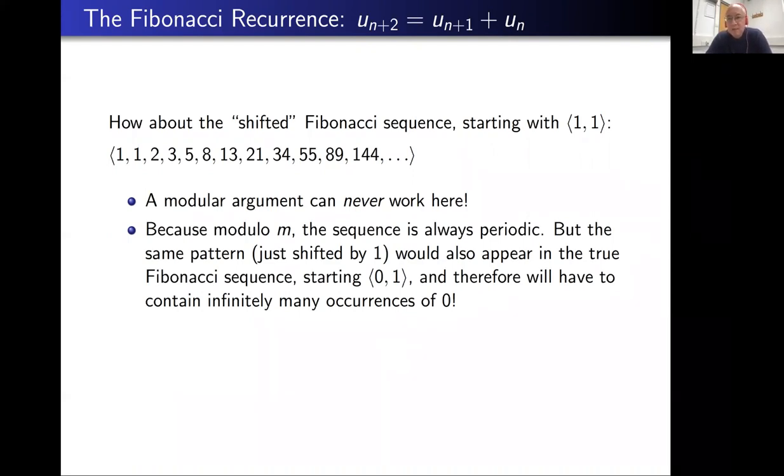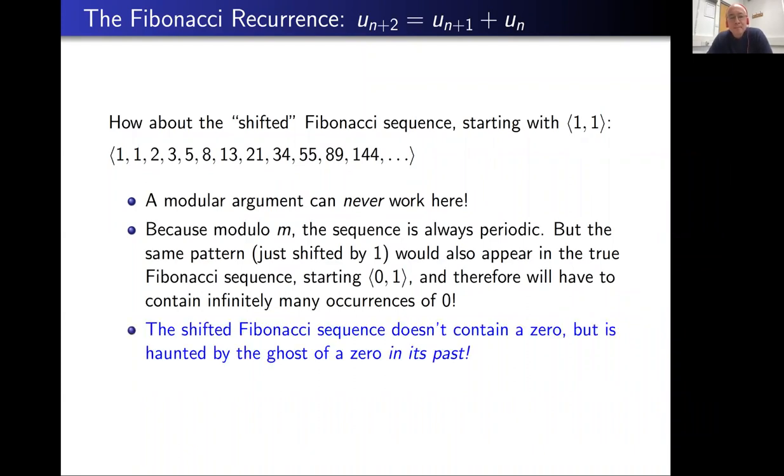Think about x sub n plus 1 equals 2 x sub n, and you start with 1. So what you get is powers of 2. If I reduce this modulo 32, of course it's going to be periodic. It's going to be equal to 0 after a certain number of steps. But at the beginning, it isn't, so it has some pre-period. But if the modulus m is coprime to the last coefficient, this phenomenon doesn't happen, and it's periodic from the very beginning. So the Fibonacci sequence, if you shift it, doesn't contain a zero, but modularly you can see that it's somehow haunted by the ghost of a zero in its past.